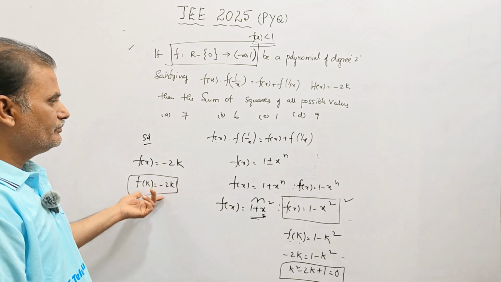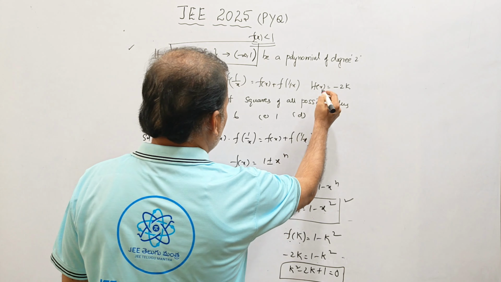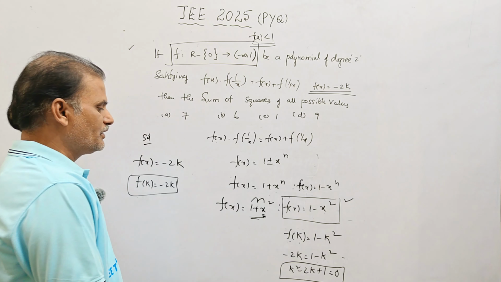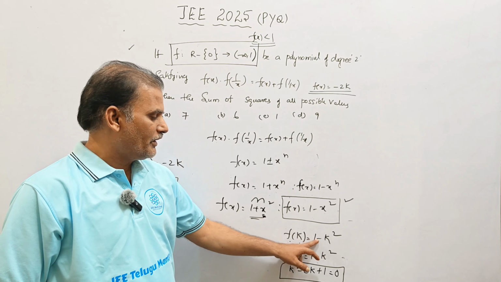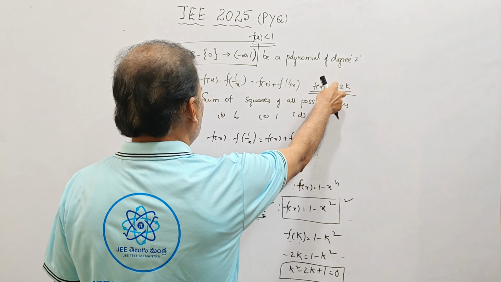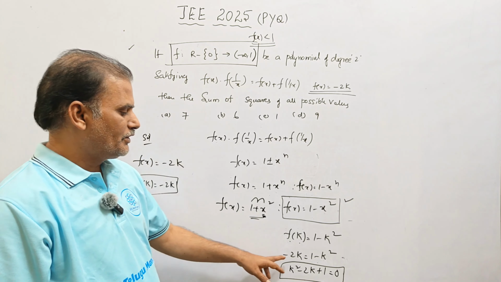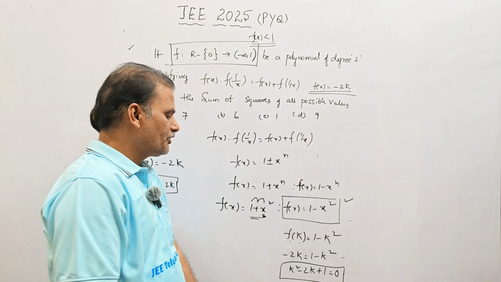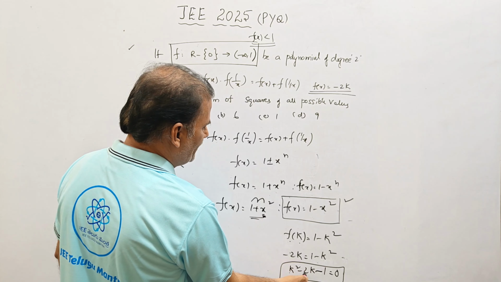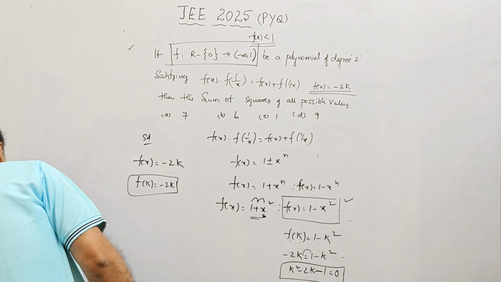Now, f(k) = −2k. I think it is modulus? There is no modulus. f(x) = −2k. In the place of k here, this is 1 − k², then f(k) = −2k. If you take this, f(x) = 2k. Now −2k = 1 − k², and moving the 1 across, this is negative. Here −k² becomes k², and −k, and plus 1 becomes −1, equal to 0. Now we get a quadratic equation.